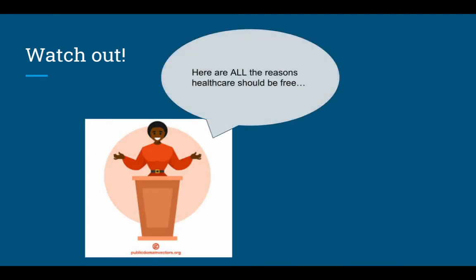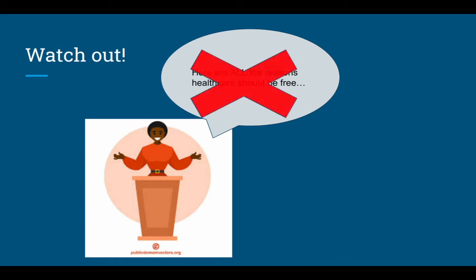Also, be careful. One common mistake is to mention more than one argument. So, if the argument is about the cost of healthcare, don't talk about any other reasons for free healthcare. Don't start saying, for example, that people shouldn't have to pay for healthcare because healthcare is a basic human right. This is a separate argument. Keep what you say specific and narrow and directly related to your argument.